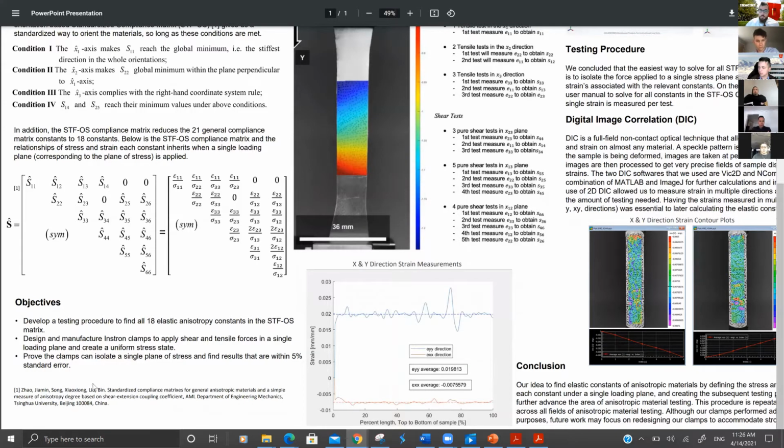which creates a uniform stress state. The last objective is to prove the clamps can isolate a single plane of stress and find results that are within 5% standard error.